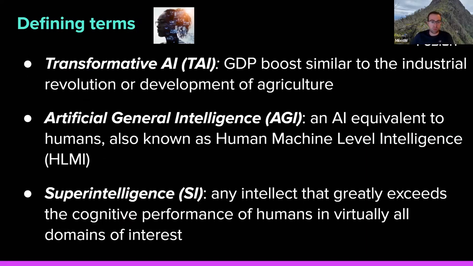So probably the most relevant term to the stuff that Owen was talking about from an economic perspective is the concept of transformative AI, which is a form of AI which can transform our economy in a similar way to the Industrial Revolution or the development of agriculture, and essentially fully transform society. One of the most interesting and exciting terms from the history of science fiction, at least, is the concept of an artificial general intelligence, which is an AI equivalent to humans.